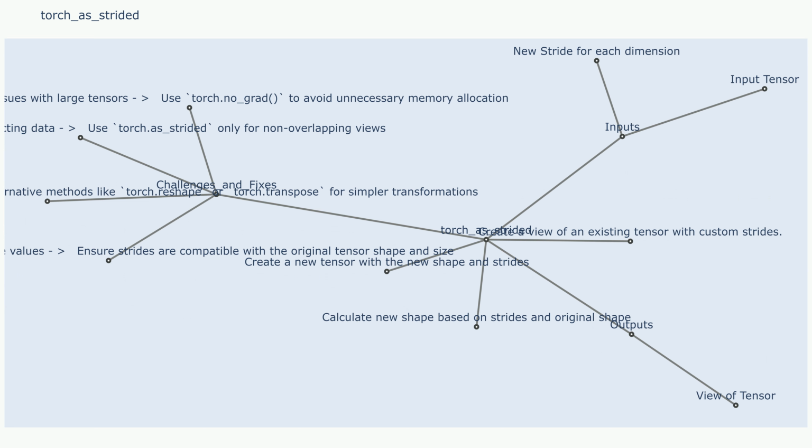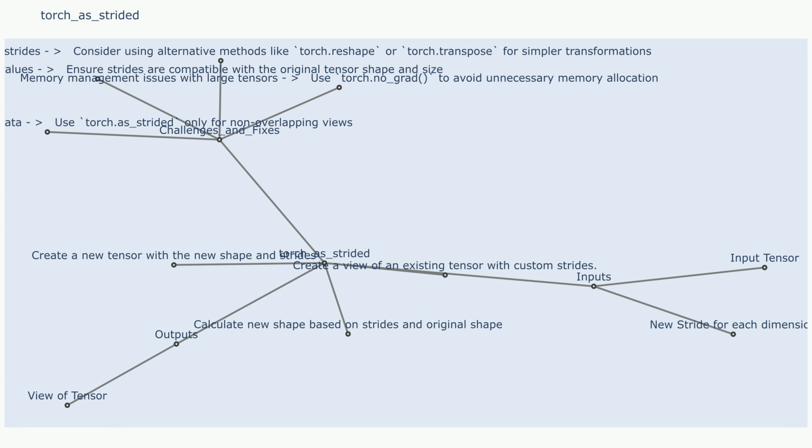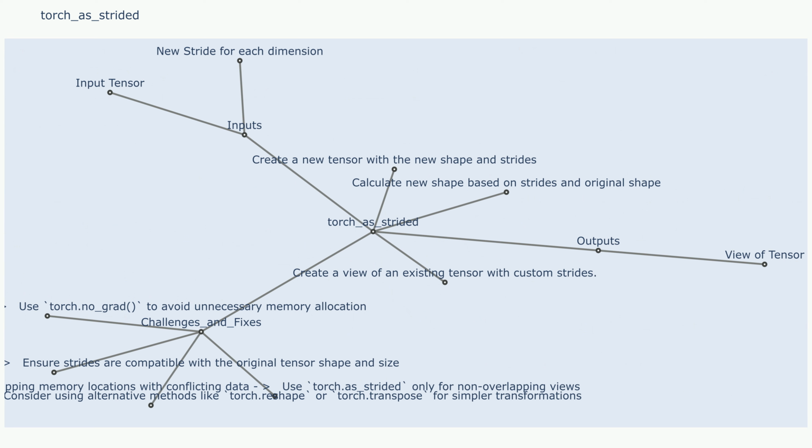Challenge 2, aliasing. Sample use case that resulted in challenge 2, modifying the new view may unintentionally affect the original tensor because they share the same underlying data. Fixes to challenge 2. If you need to ensure that modifications to the new view don't impact the original tensor, consider creating a copy of the original tensor before applying torch.as_strided. Use clone on the original tensor before applying torch.as_strided if you need an independent copy.